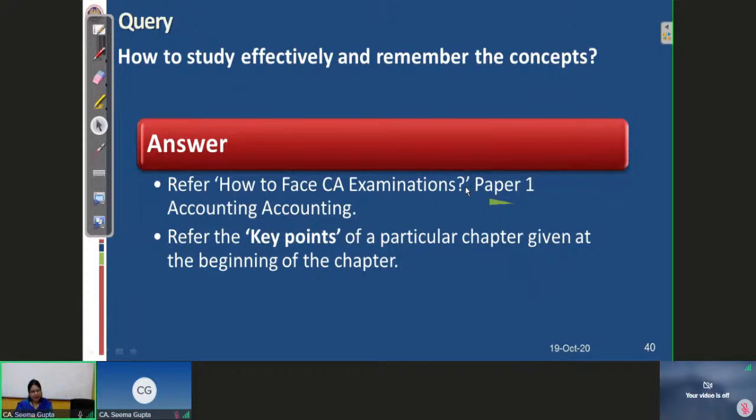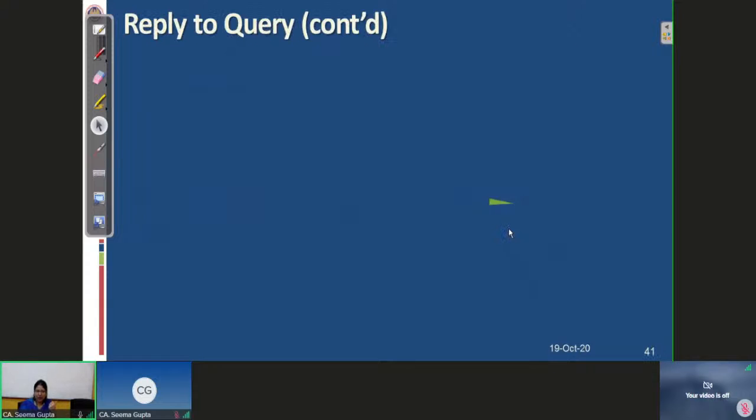How to study effectively and remember the concepts? Many of the students have asked this query. You have to refer to the key points of a particular chapter given at the beginning of the chapter, and plus you have to study and understand the entire contents of the chapters. It's not very huge, it's not something very large. It's a CA examination, a professional examination, so we cannot have the type of shortcuts to achieve success in this examination, but we have to have thorough knowledge of the contents.